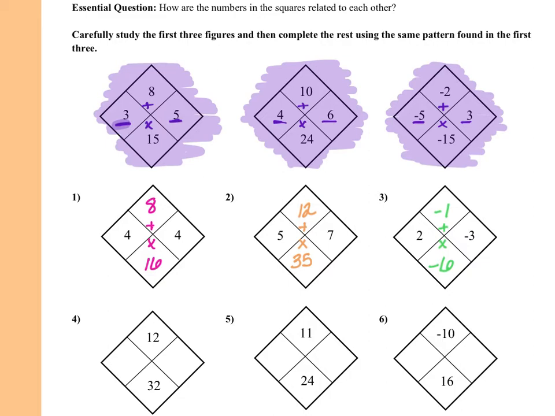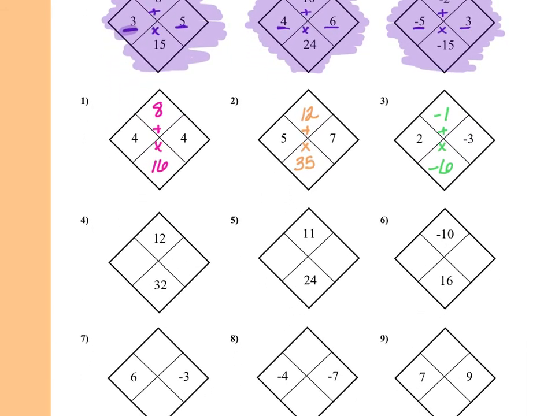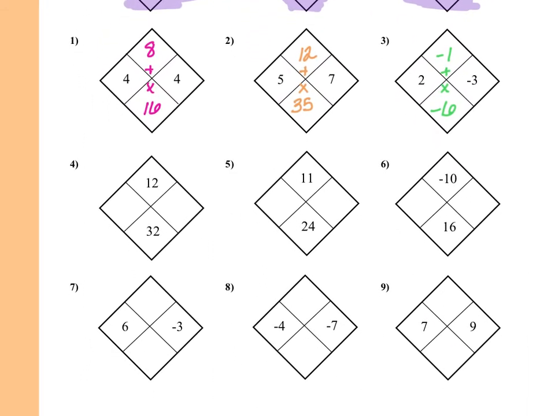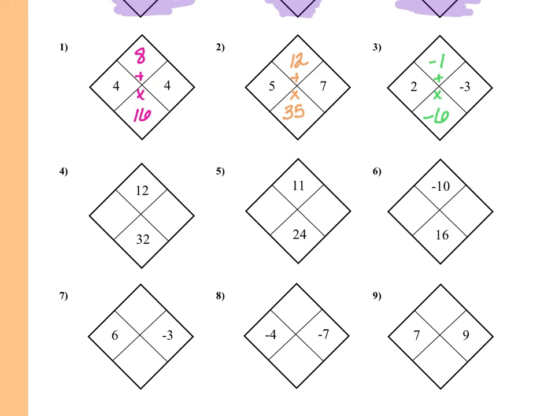So now let's look. Oh, number 4, 5, and 6 are a little different. They gave me what it adds to and what it multiplies to, and now I need to find the 2 numbers. So I need to find 2 numbers that multiply to be 32 and add to be 12. So what 2 numbers on number 4 would multiply to be 32 and add to be 12? A little harder, right? Because we're doing it backwards. So what do you guys think?